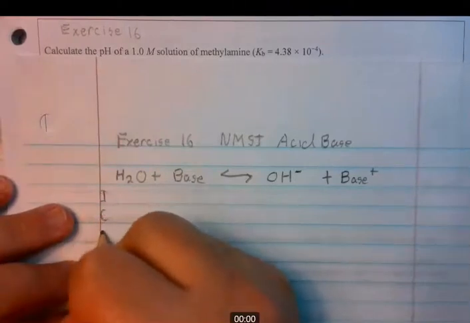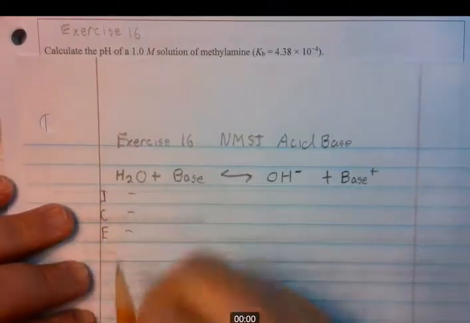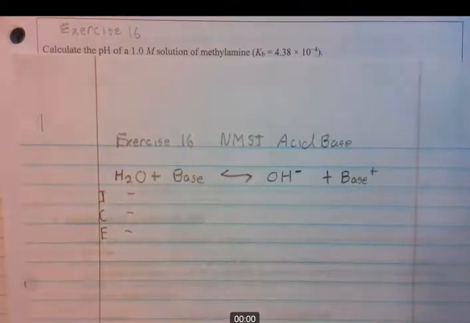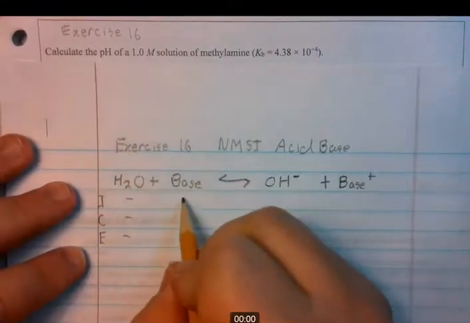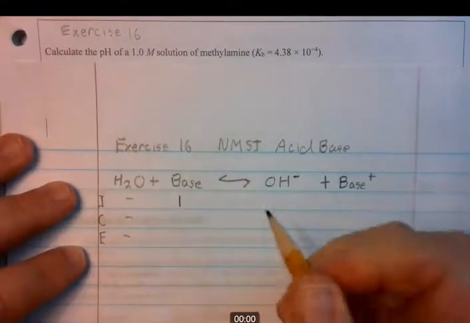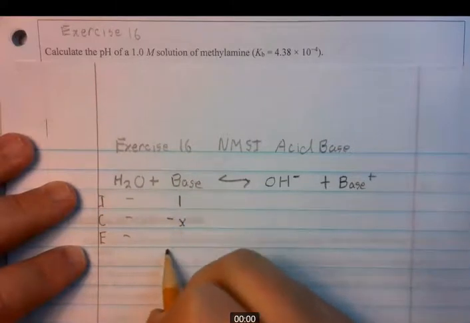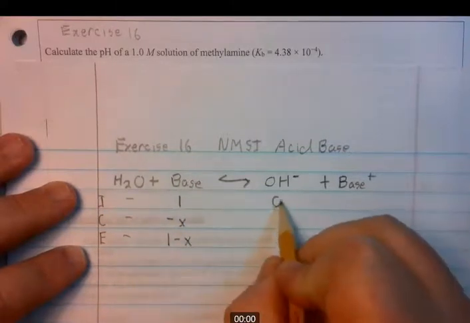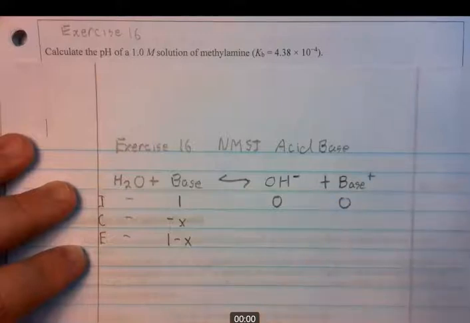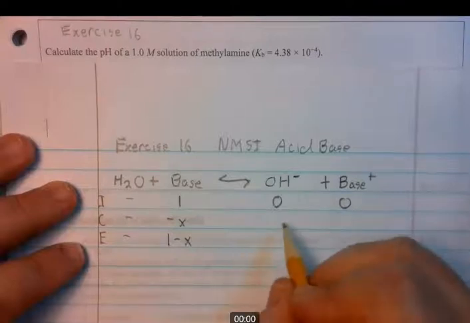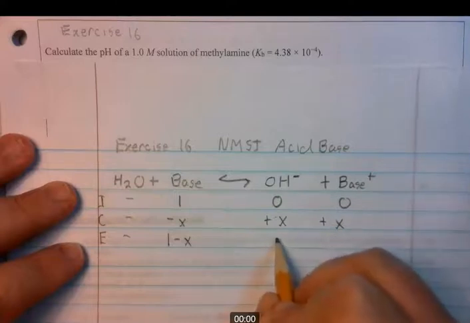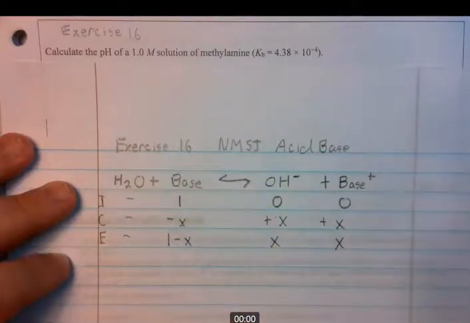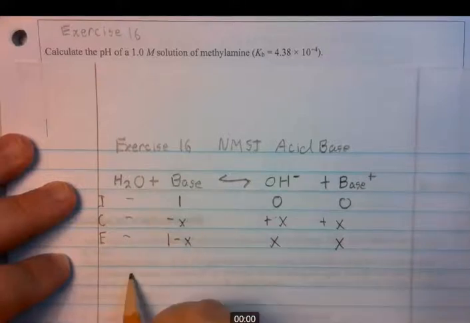So it's ICE. We don't use water in these equations. And it says it's a 1 molar solution of the base, of the methylamine, so that's 1. And it's going to be minus X is 1 minus X. You start off with no hydroxide and none of the conjugate acid of that base. And so now you add an X, and you end up with X down here, and you have the Kb.